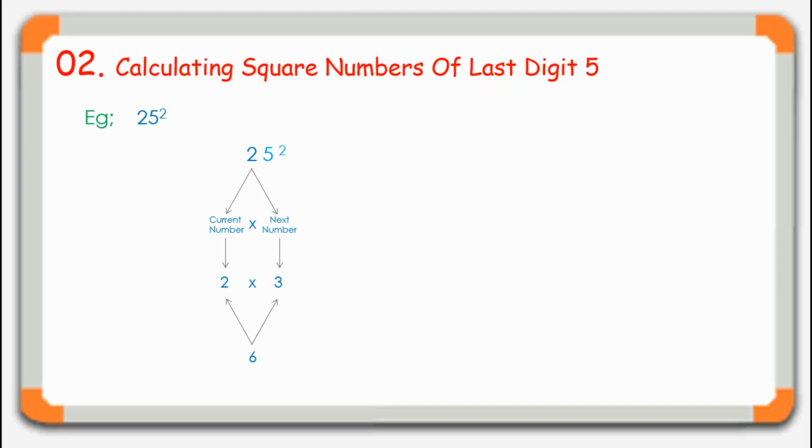Now you go to the second value, that is 5. You take the square of it, which means 5 squared. 5 squared is 25. That's a simple answer. So you put 25, and you get your final answer as 625. That will be the value for 25 squared. So this is a simple trick you can use to calculate square numbers which have last digit 5.